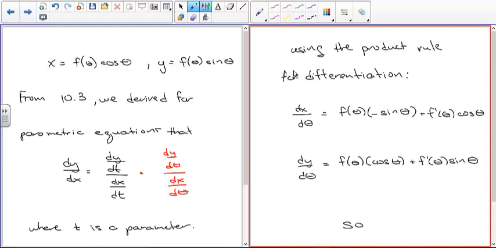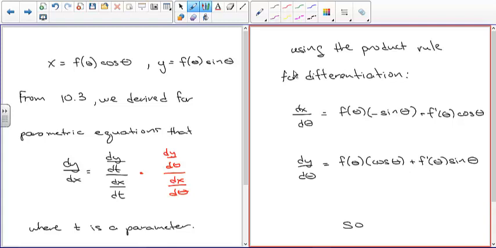So we use the product rule to differentiate the conversion from polar to x and polar to y. For the second one, dy d theta, you take the first term, which is f of theta, and multiply it by the derivative of the second term. The derivative of the sine is the cosine. And then you take the derivative of the first term, which is f of theta, so it becomes f prime of theta, times the second term, which is the sine of theta. So that's what dy d theta is.